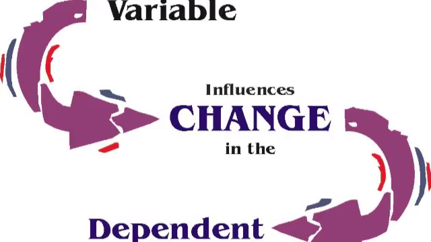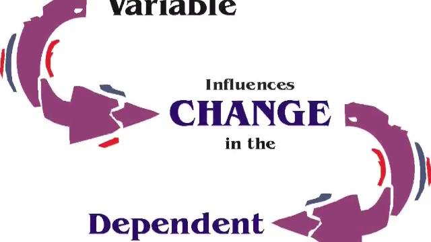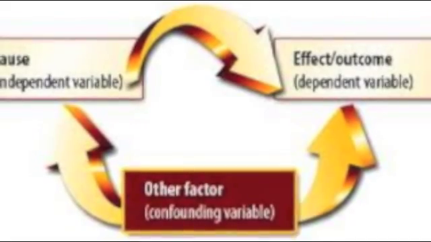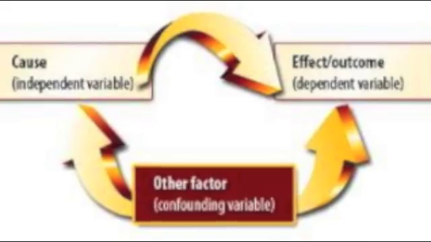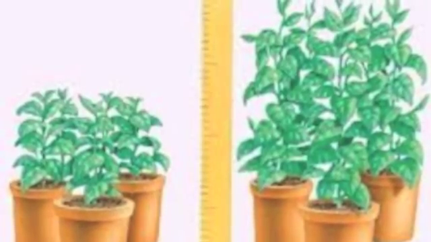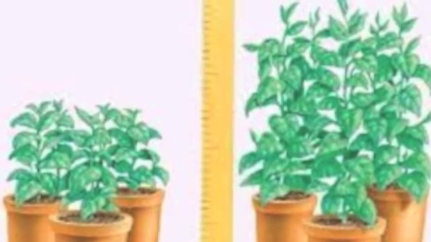Some other words you may need to know are dependent variable, independent variable, and the control. The independent variable is the part of your experiment that you will test to answer your hypothesis. The dependent variable is what occurs in response to the changing independent variable. Control should be the part of the experiment where you do not include the independent variable.